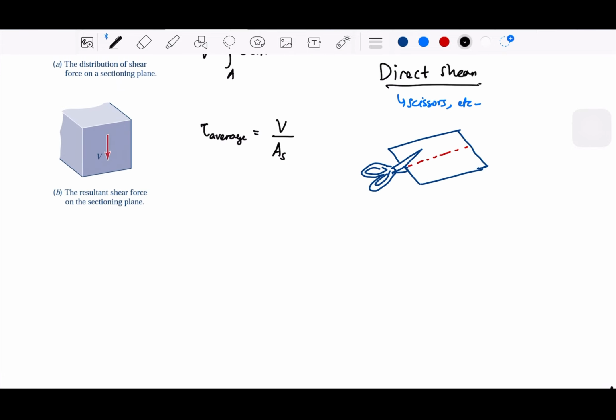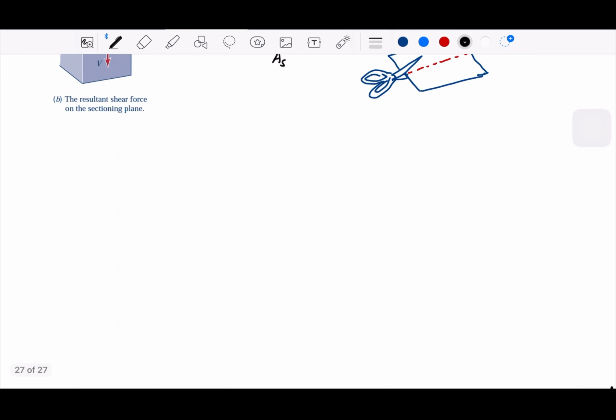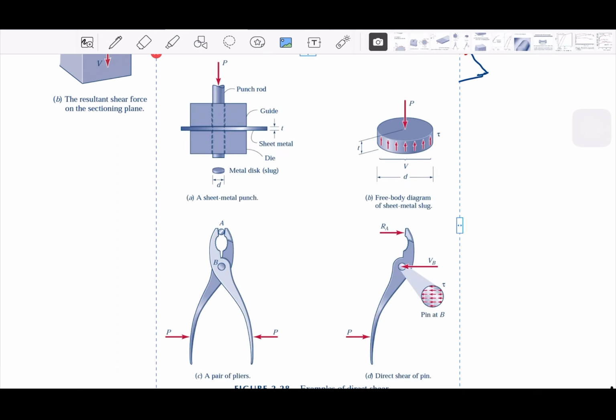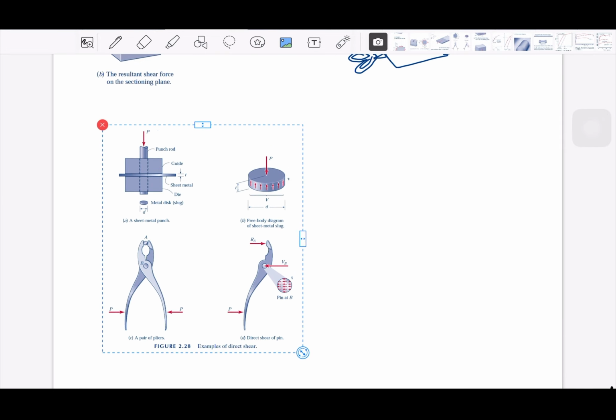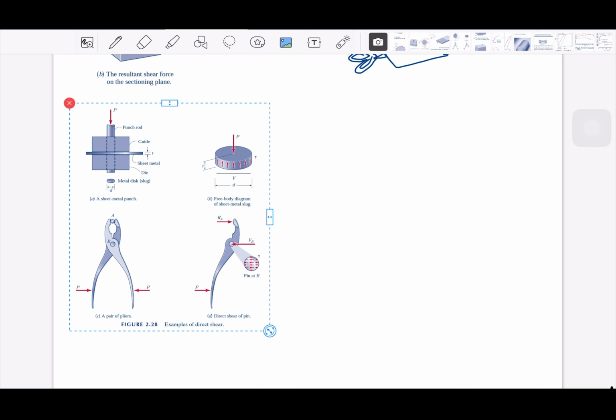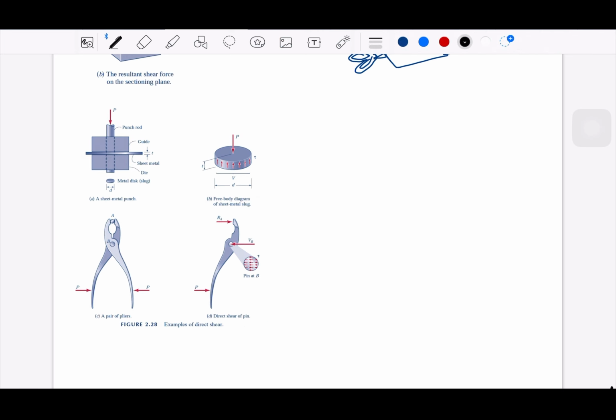Okay, and another concept that is important is there are at least two types of shearing in our course. The first one is the single shear, which is the direct shear. Let me write here: single shear and double shear.